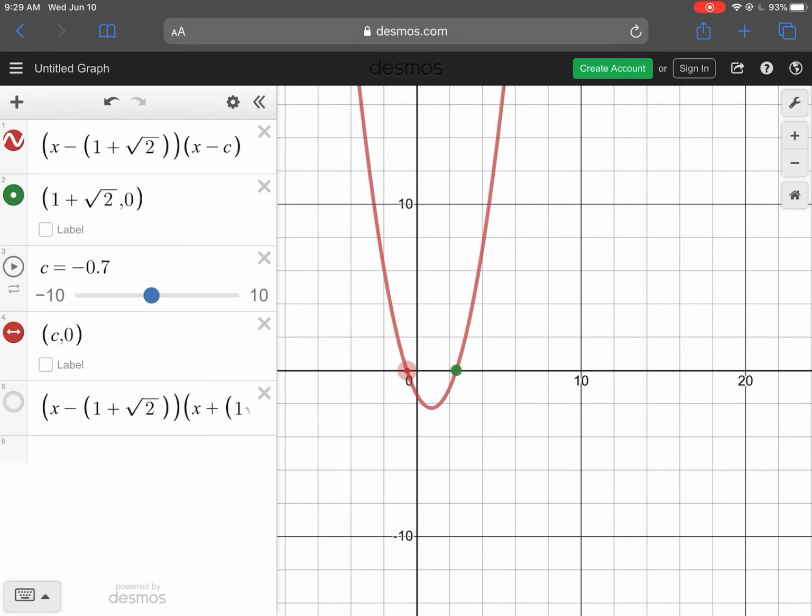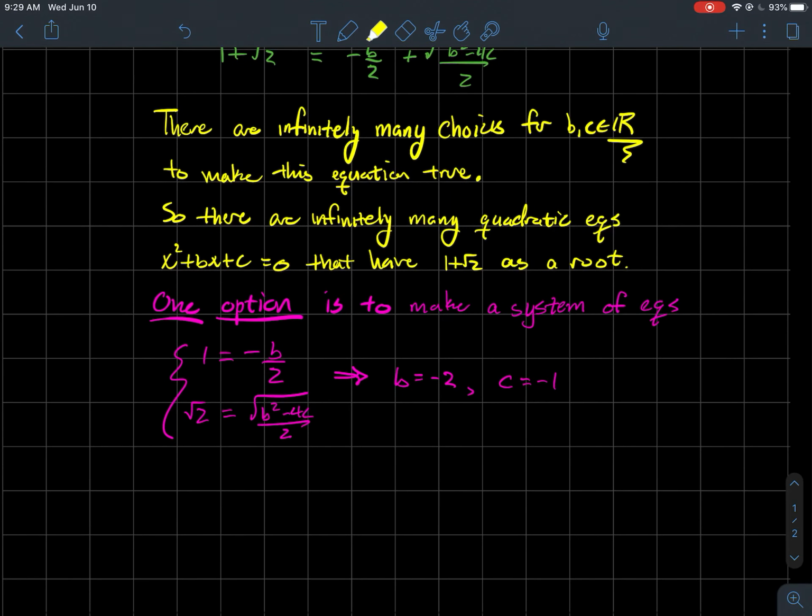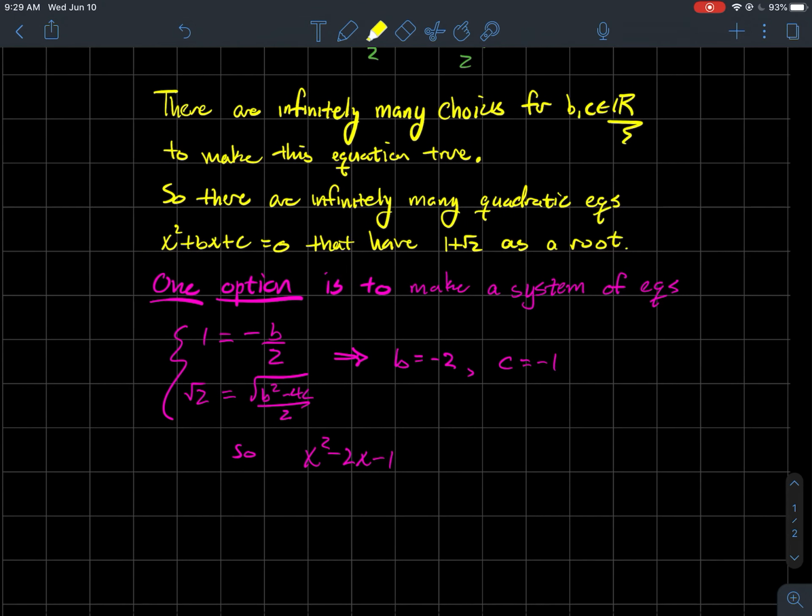One option, which is what many of us did, is to make a system of equations, where minus b over 2 probably has to be what 1 is, and this radical part has to be the radical part on the right side. If I set up that system of equations and solve it, I get b is negative 2 and c is negative 1. If you plug those in, your quadratic equation is x squared minus 2x minus 1, which happens to be what you'd get if the other root was 1 minus root 2.